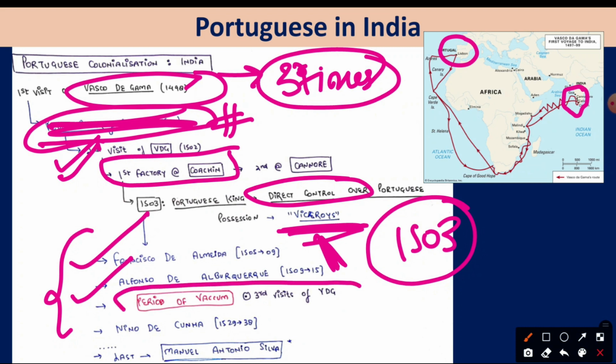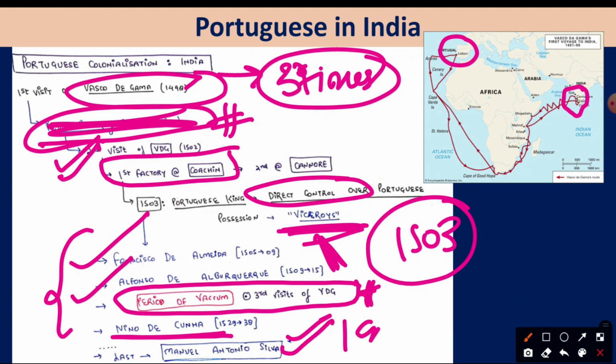Then after it, there was a period of vacuum. In between, Vasco da Gama visited for the 3rd time. He himself became the viceroy in 1524, we will see all these things. And then the last significant one was Nino da Cunha in 1529-38. After that, no significant viceroy was there for the Portuguese. The last one, who was driven out in 1962, was Manuel Antonio Silva. You don't have to remember his name also.